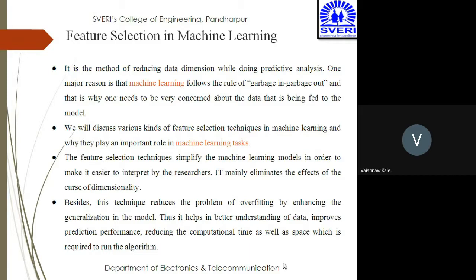That is very important. So the feature selection technique actually helps to make it easier to interpret by the researchers. Besides, this technique reduces the problem of overfitting by enhancing the generalization in the model. And then there is also the issue of overfitting. What does overfitting mean?